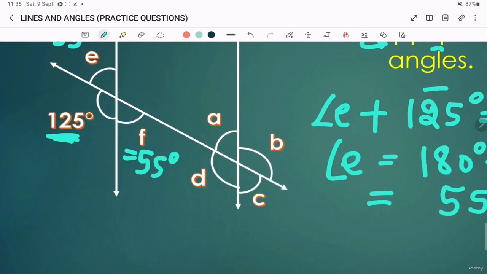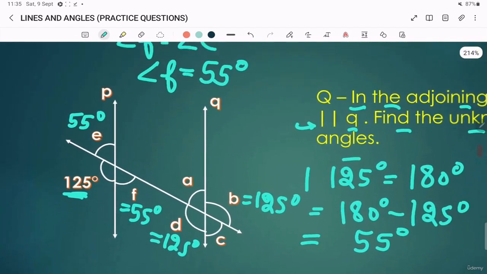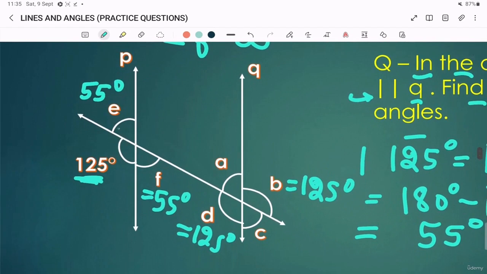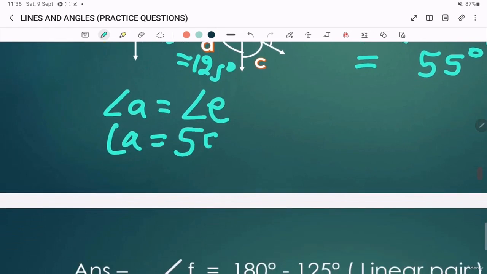So angle F is 55 degrees, D is 125 degrees and B is 125 degrees. Now as you can see, angle E and angle A are corresponding angles. If you join them, you will get something like this. This is letter F, therefore these angles will be equal. Angle A will be equal to angle E because they both are corresponding angles and angle E is 55 degrees. Therefore angle A is also 55 degrees.